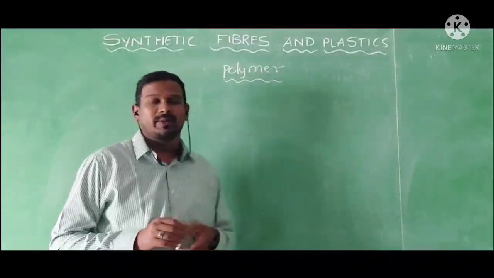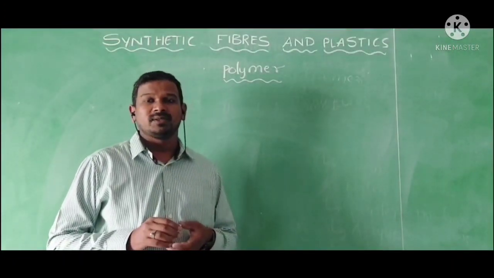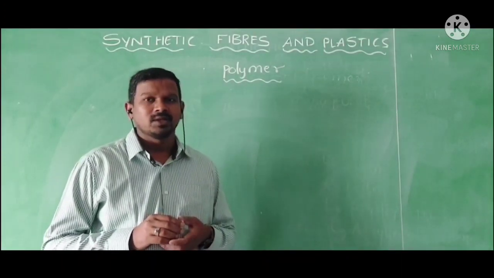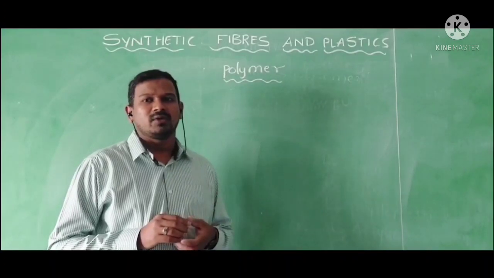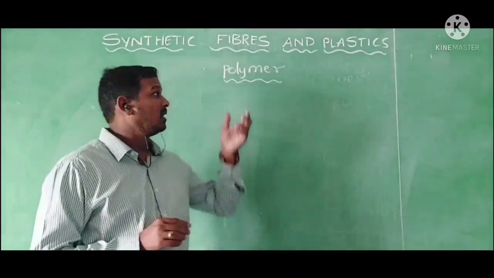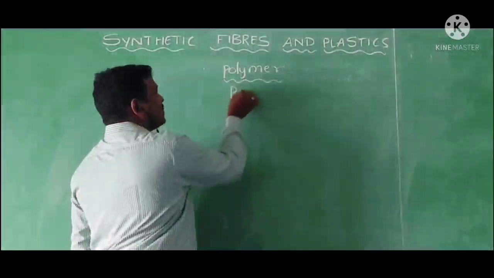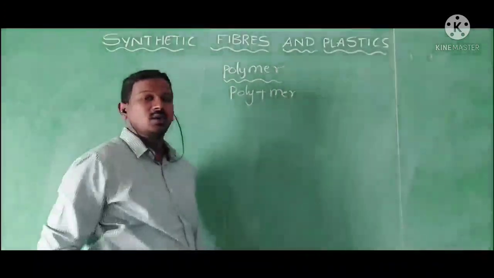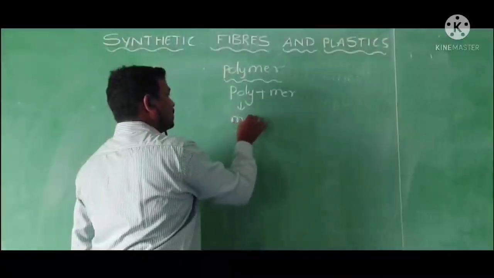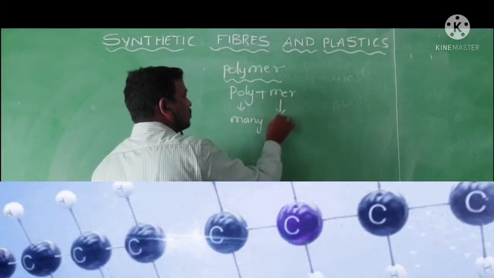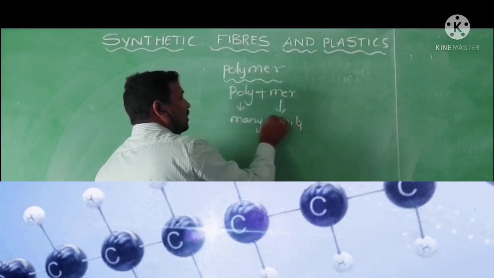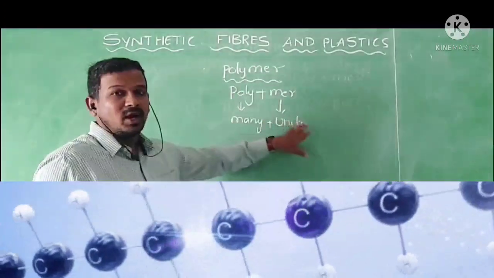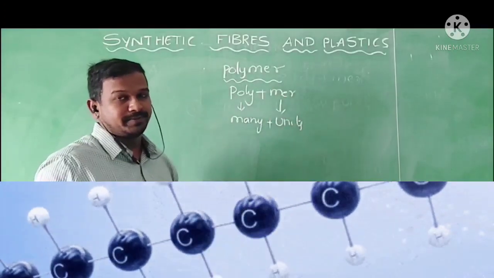Let us discuss polymers. The combination of polymers will form synthetic fibers. So what is inside a polymer? Polymer is a Greek word made of two words, poly plus mer. Poly means many, mer means units. Many units combining to form a large chain is called a polymer.